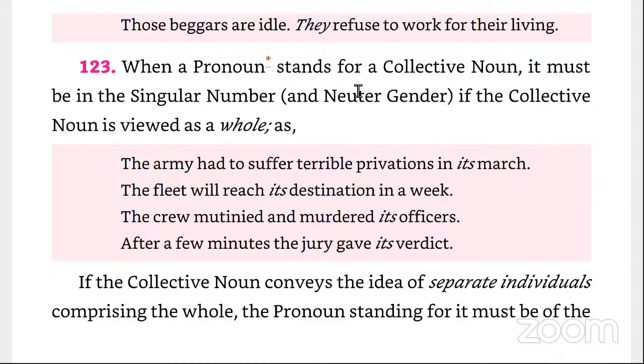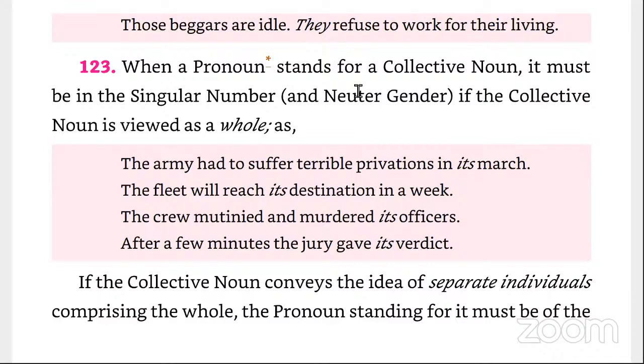Crew can be the members of a ship or the members of an aeroplane who are there with the captain or the sailor. The captain of the aeroplane has a crew of co-pilot, stewards, air hostesses, and flight engineers who are there to assist in the flight process. That is a crew. Similarly, in a submarine or on a ship, you may have a crew. So the crew mutinied means revolted and murdered its officers.